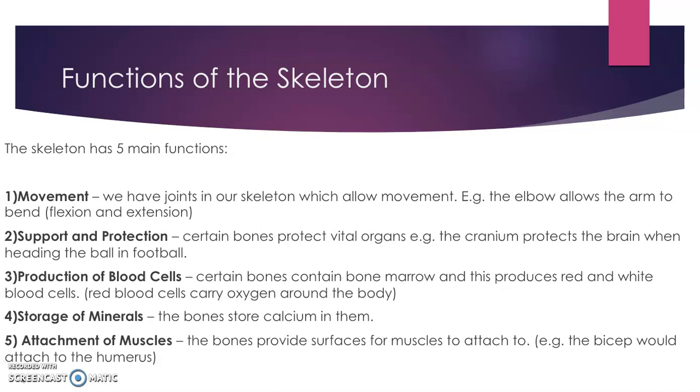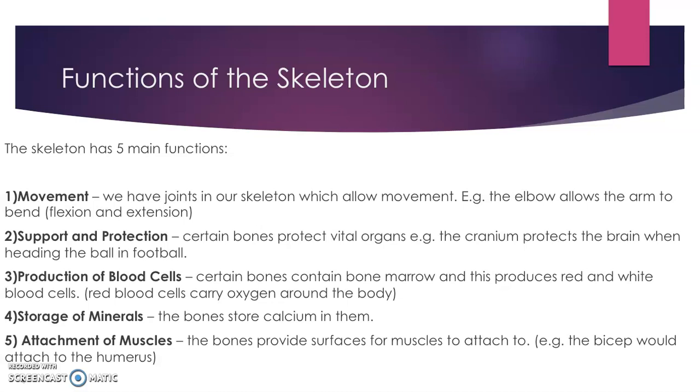The second function is support and protection. Certain bones in our body protect vital organs and stop us from getting seriously injured. For example, the cranium protects the brain when heading the ball in football. Another example is the ribs. The ribs protect a number of vital organs such as our heart and our lungs.